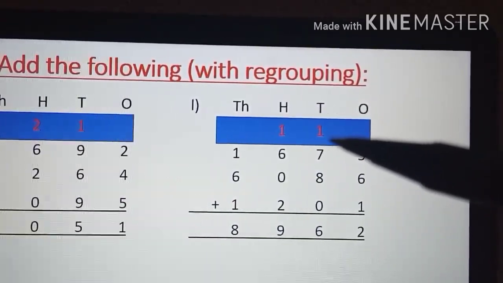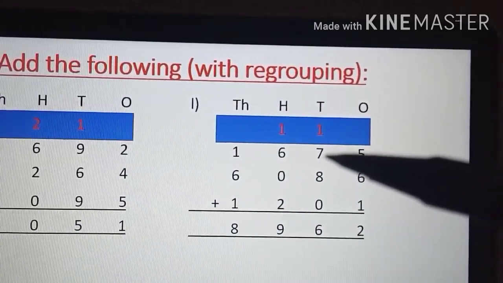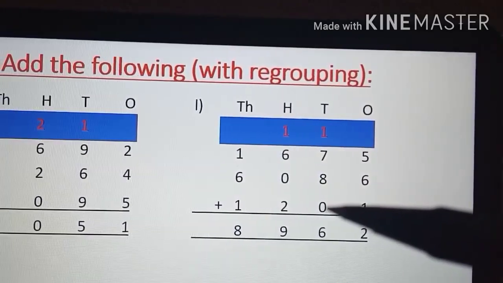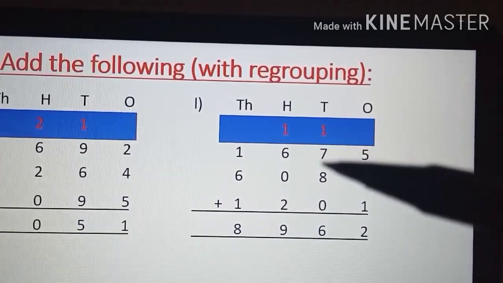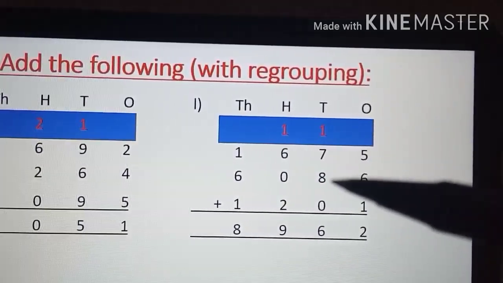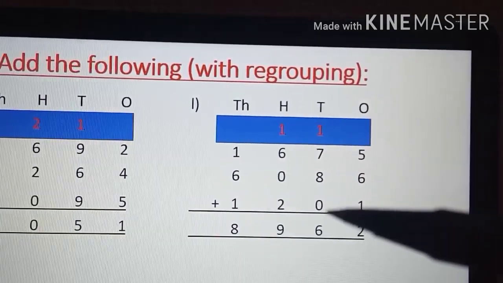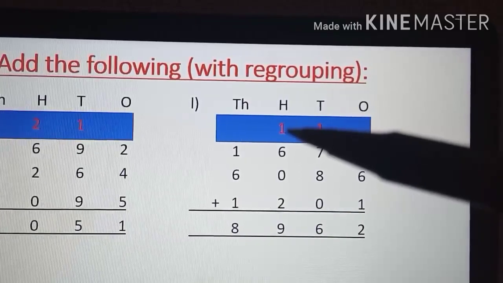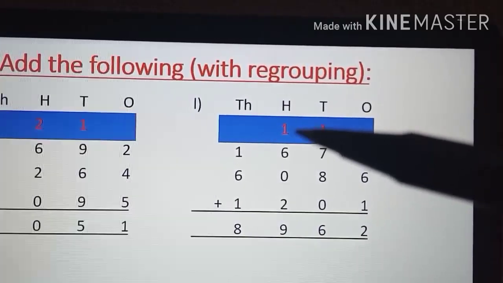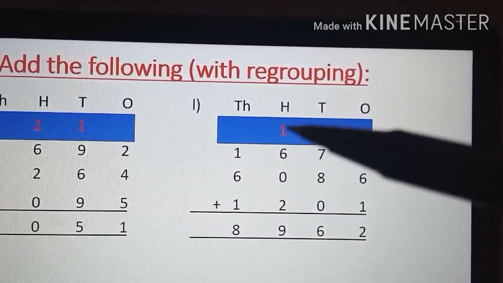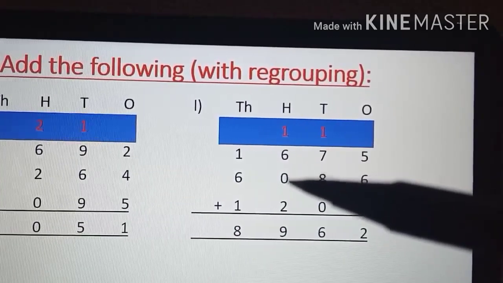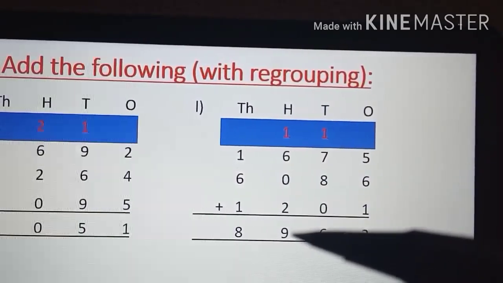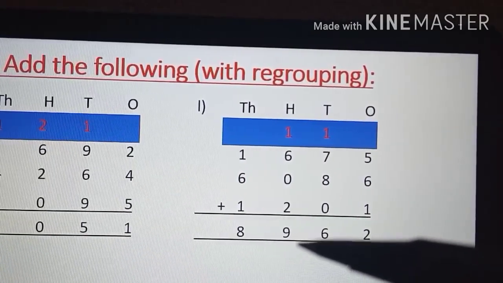Now under the tens column you will add 1 plus 7 plus 8 plus 0. So these 4 digits you add, children. What you are getting? 1 plus 7 plus 8 plus 0? Yes, 16. So you write here 6. Carry over 1 under the hundreds column. Now under the hundreds column you add these 4 digits. 1 plus 6 plus 0 plus 2. That is 9. 9 is a single digit number.